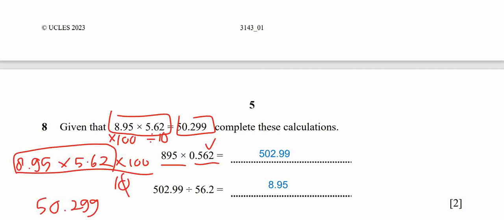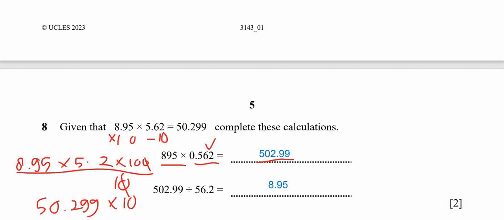And this one we can cancel out. So we times 10. So 50.299 times 10 is 502.99. Next number.